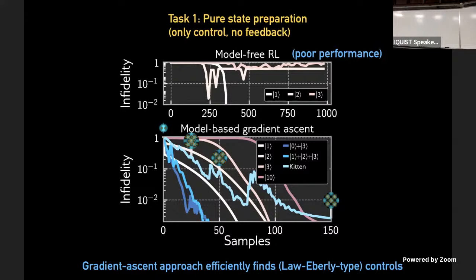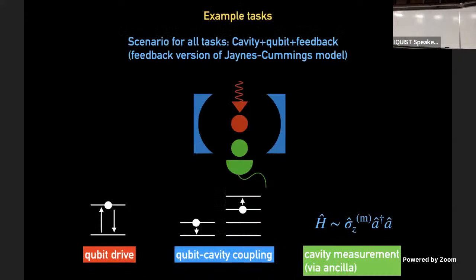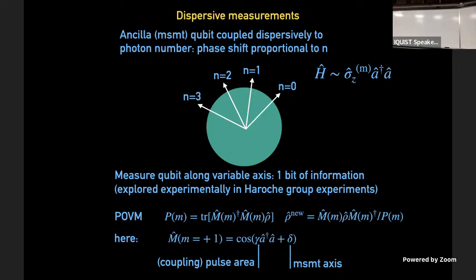And that was actually our initial motivation, that even in such a very simple toy problem, so to speak, these model-free reinforcement learning techniques can get stuck, versus the model-based approach is really working very well. So this is still without feedback, but then you can start to add feedback and measure an ancilla qubit depending on the number of photons inside the cavity.